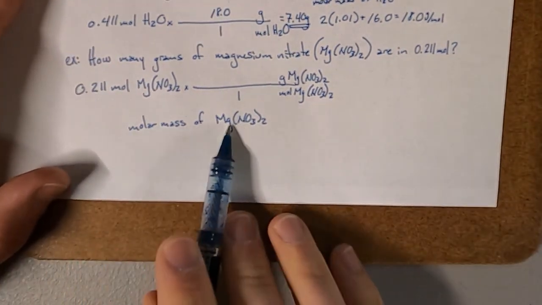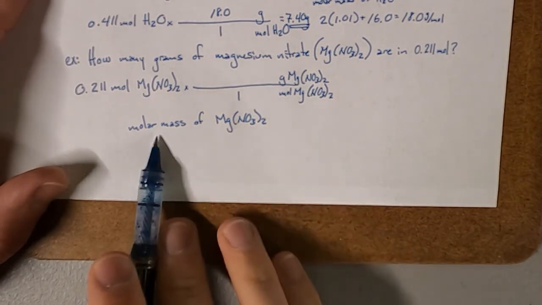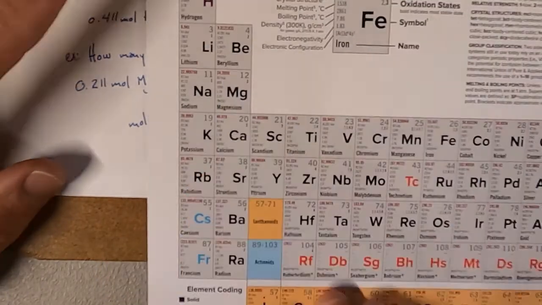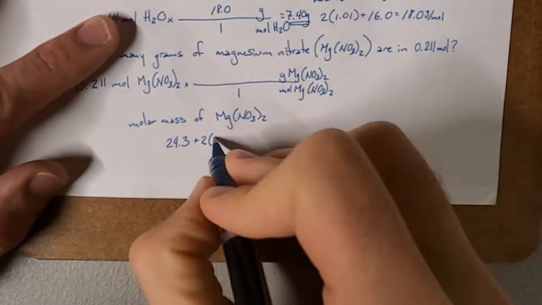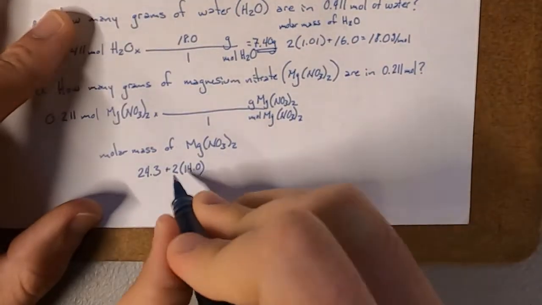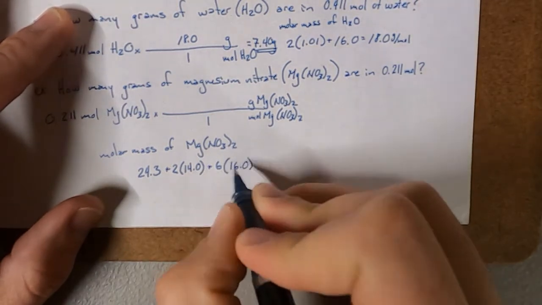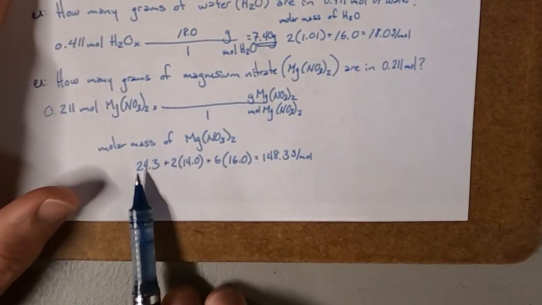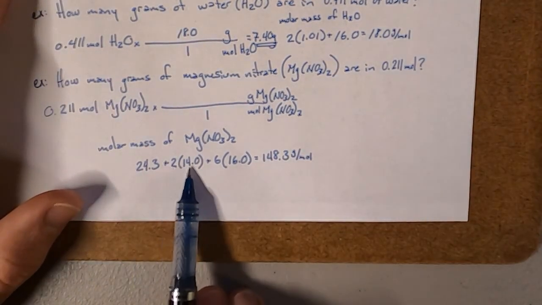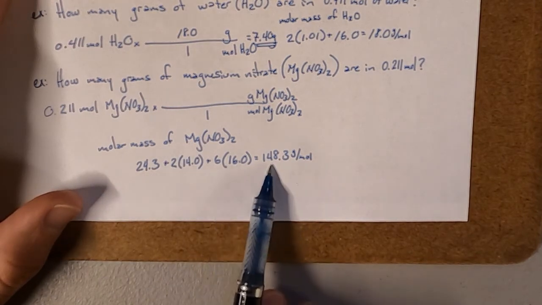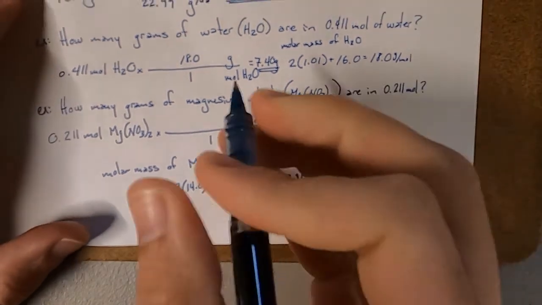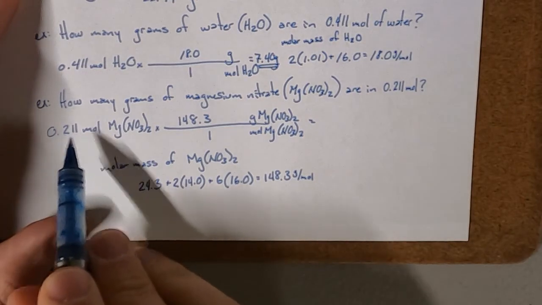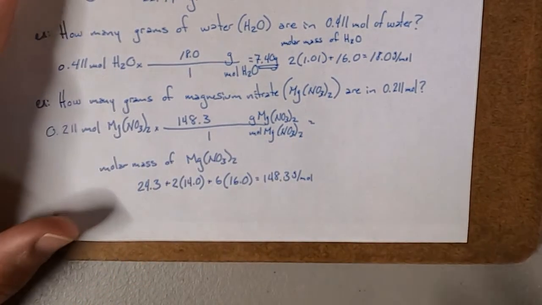So I'm going to need to calculate the molar mass of magnesium nitrate. I'm going to show that down here and then put that into the numerator of this fraction. And so I get that when I have 1 magnesium plus 2 nitrogen plus 6 oxygen, that it would be 148.3 grams per mole. And now finally I can complete this problem. 0.211 times 148.3 divided by 1.